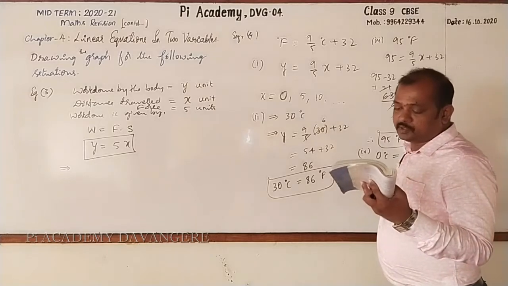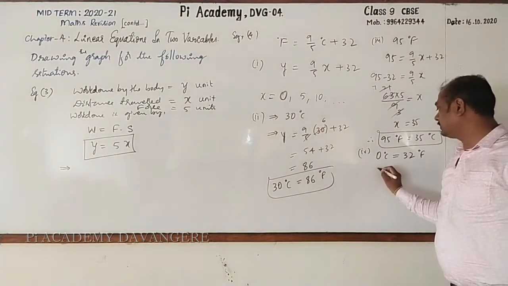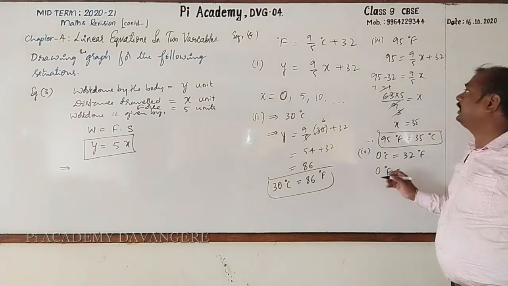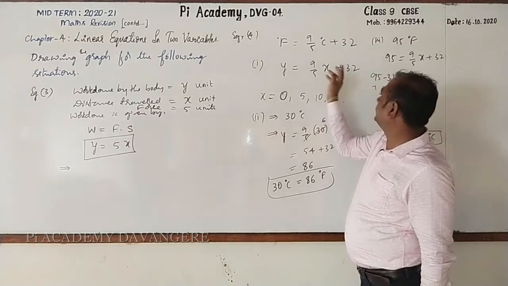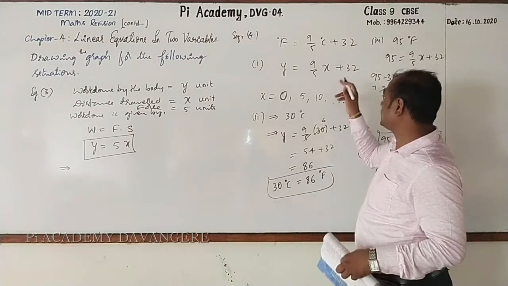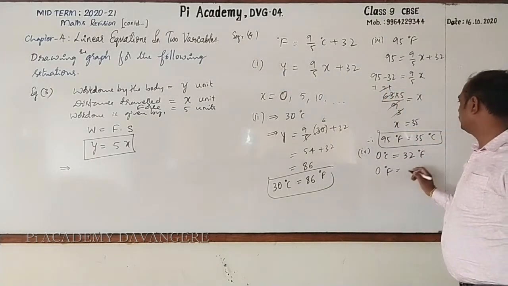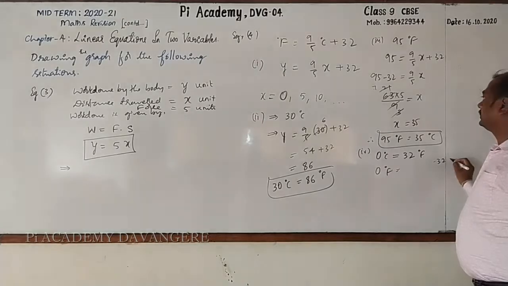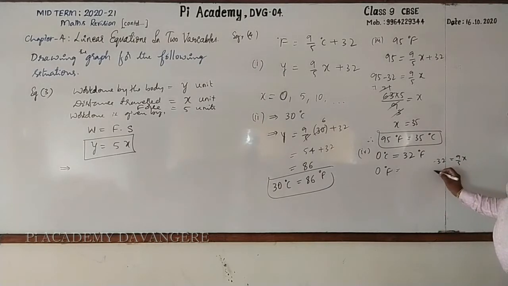And if the temperature is 0 degree Fahrenheit, then you may cross multiply. Transfer 32 to the left hand side. It becomes minus 32. It's equal to 9 by 5 into x. Then cross multiply. Minus 32 into 5 by 9 is equal to x.